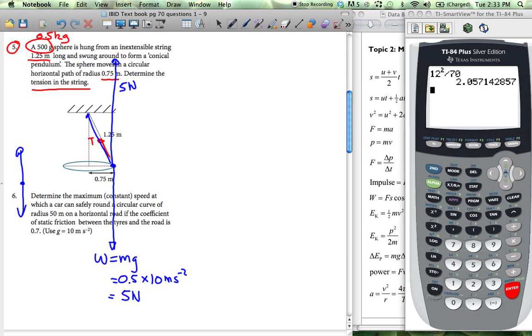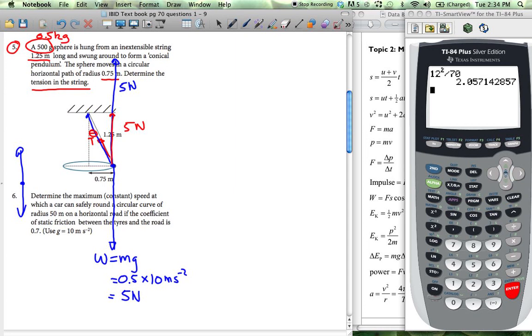So there's a force there, and the vertical component of that force is equal to 5 newtons. We can therefore work out the horizontal force, and also the tension, just using some simple trigonometry. So what I'm going to do is work out this angle over here, this angle theta.